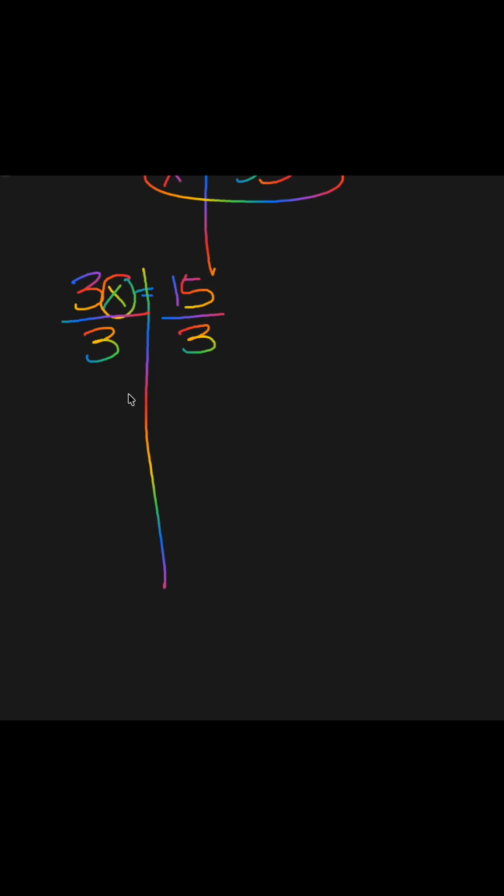3 divided by 3 is just 1. Anytime we have a coefficient of 1, we never write it. We'll just write x. We don't write 1x. We'll just write the x. And then 15 divided by 3 is 5.